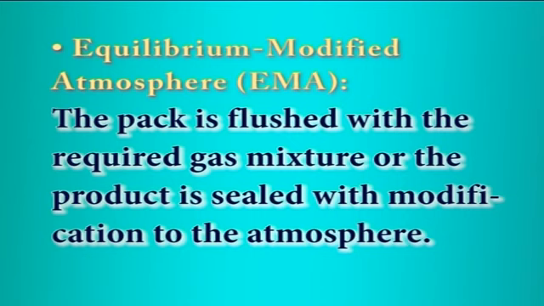Equilibrium modified atmosphere, or EMA. The pack is flushed with the required gas mixture and the product is sealed with a modification of the atmosphere. The respiration of the product and the gas permeability of the packaging material allow an EMA to be reached. It is mainly used for fruits and vegetables.